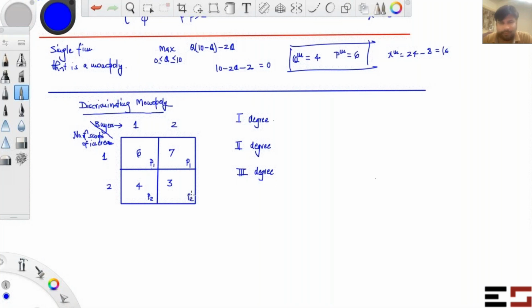So we're going to charge P1 as 6 and P2 as 3. Okay, so how much will you make? 18. Okay, let's see. Can you do better than this?